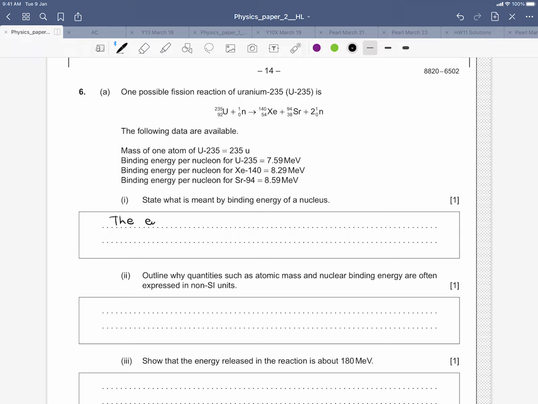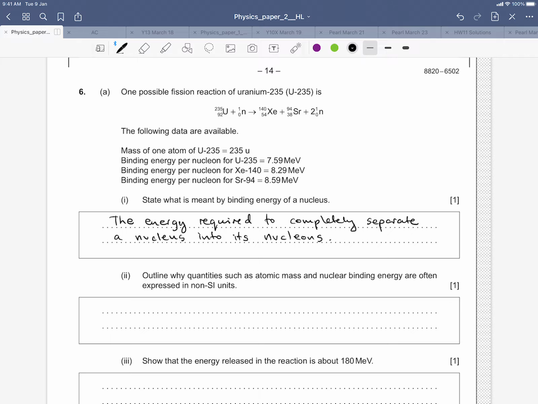So it's the energy required to completely separate a nucleus into its nucleons, the protons and the neutrons that make up the nucleus.